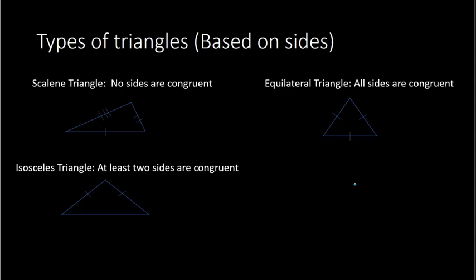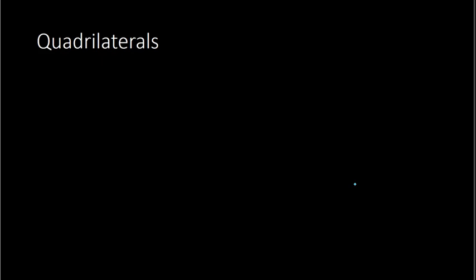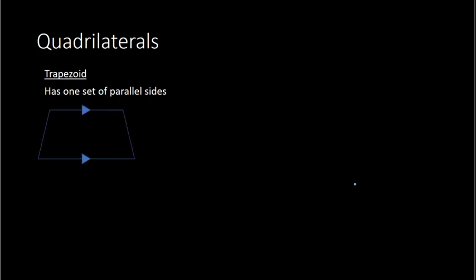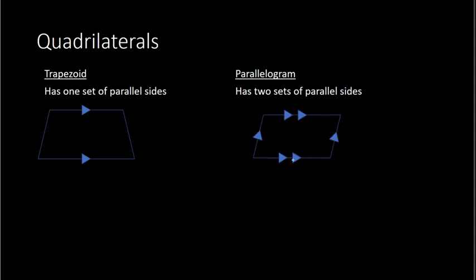So we've discussed triangles. Next, we're going to work with quadrilaterals. First, we have what is called a trapezoid. A trapezoid is a shape that has one set of parallel sides. So for example, right here, we would have a trapezoid because the top and the bottom are parallel. So this would be a trapezoid. Now a parallelogram has 2 sets of parallel sides. So here we have the top and the bottom are parallel, and the left and the right are parallel. So this would be a parallelogram.